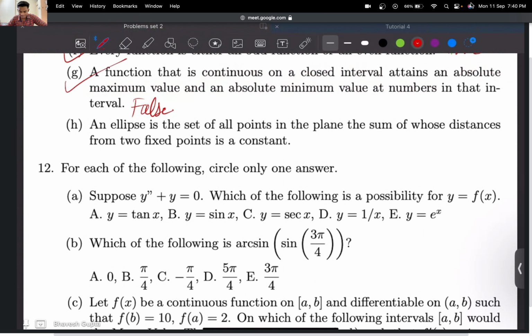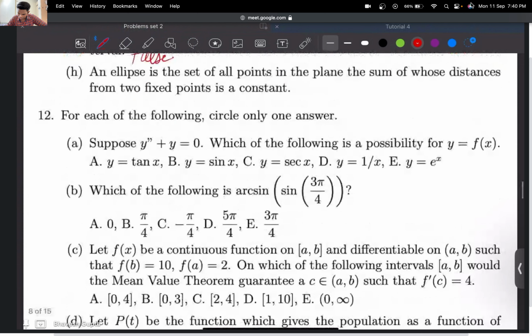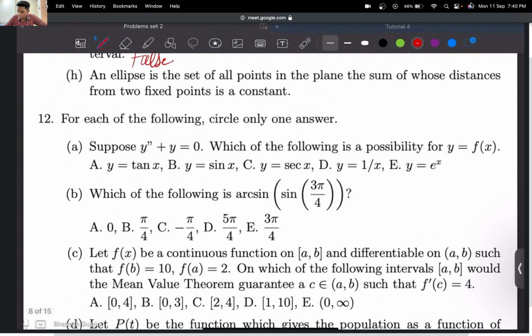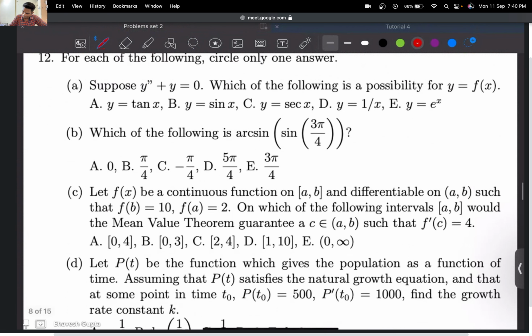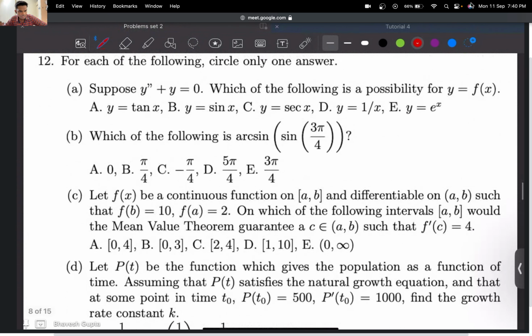And let's discuss the H part. An ellipse is a set of all points in the plane, the sum of whose distances from two fixed points is a constant. I guess we can skip this because this is related to conic sections, and I don't want to go inside that. We can just skip it. It's not a part of our syllabus. Let's go to another point.